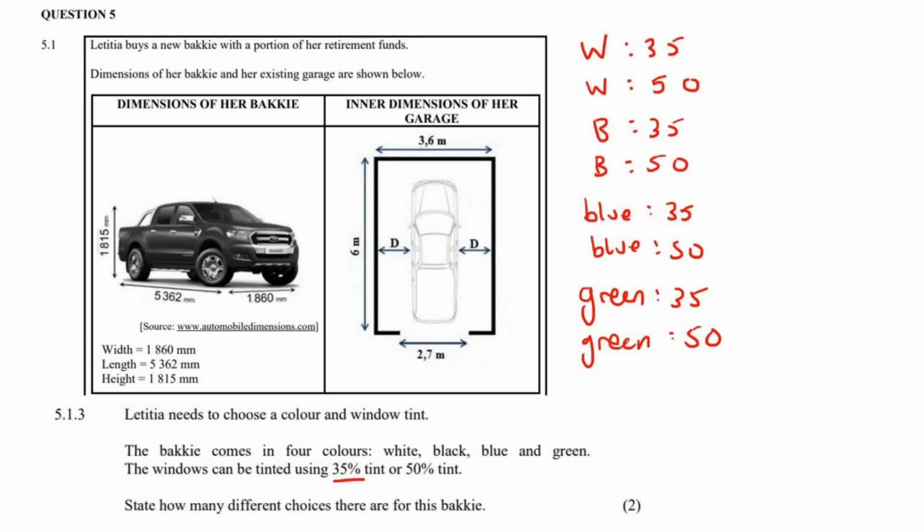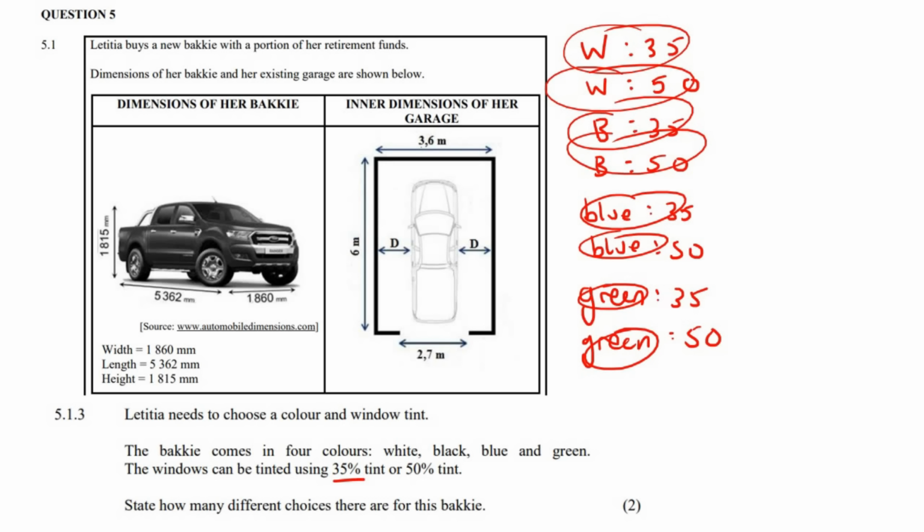So how many options do we have? 1, 2, 3, 4, 5, 6, 7, and 8. So we could say 8.